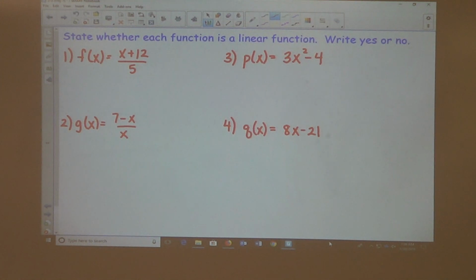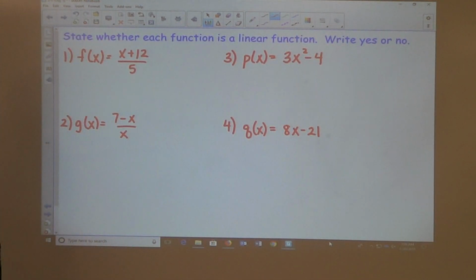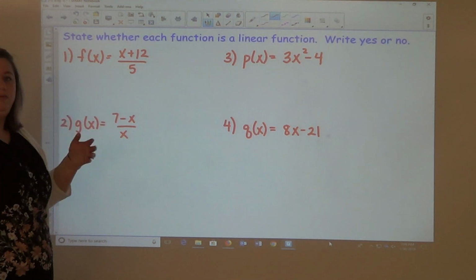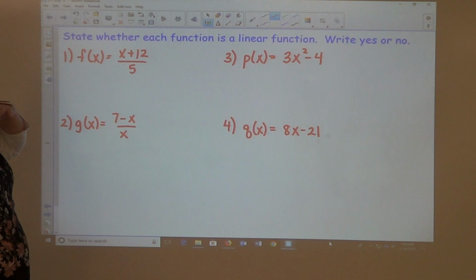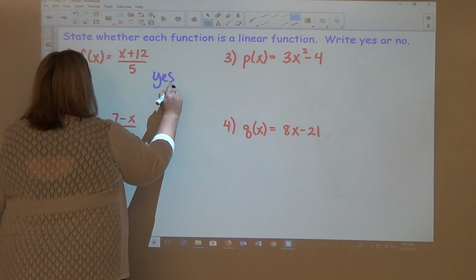Okay, so we're going to do 4 examples. So remember our 3 rules. You can't have a variable in the denominator. You can't have more than one variable multiplied together. And you cannot have an exponent other than just x. Okay? Alright, so if I look at the first one, I'm not dividing by a variable because I just have a number on one. You're allowed to divide by numbers. There's just an x. I don't have 2 variables multiplied together, so is this a linear function? The answer would be yes.